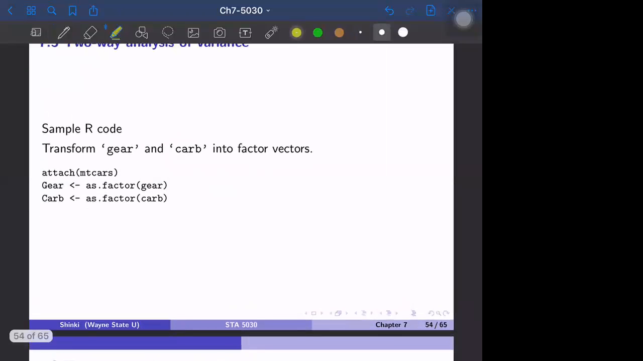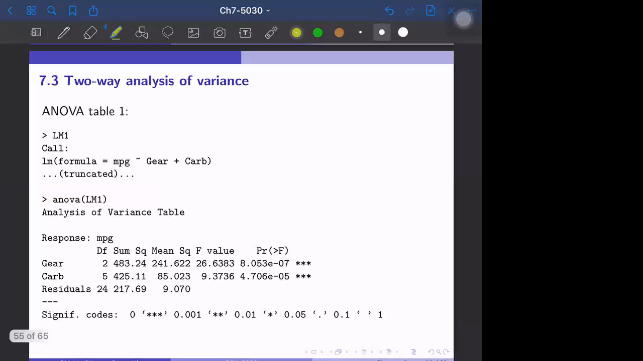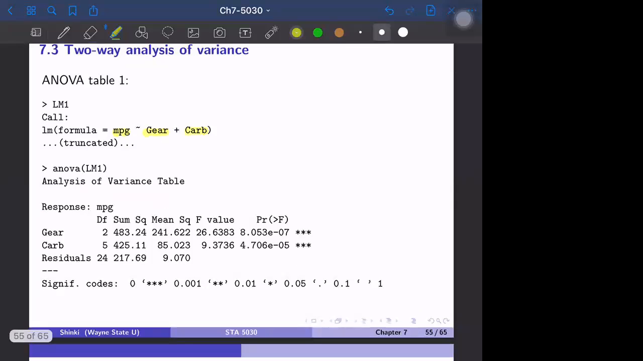At first, gear and carburetor are recognized as numeric in R, so we have to make them factors first, using the factor function. Then we regress the MPG on gear and carburetor. Then we get this table.